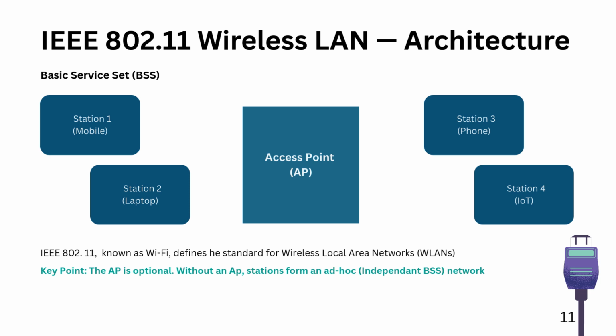Wi-Fi follows the IEEE 802.11 standard. The network structure is called a basic service set, and the short term is BSS. This includes wireless devices and an access point. The access point connects devices and manages communication. Without an access point, devices can form an ad hoc network.